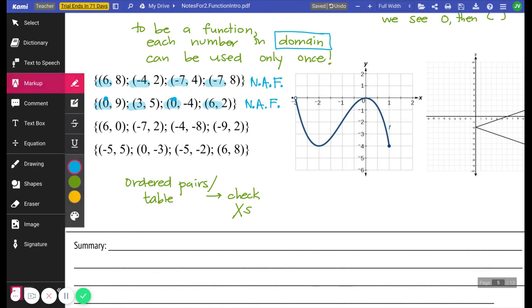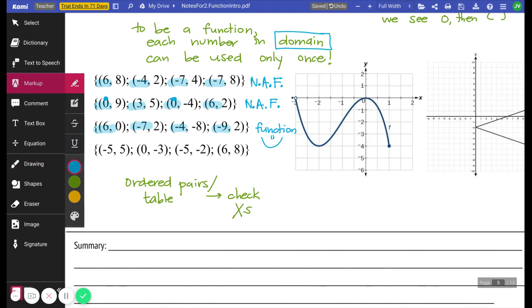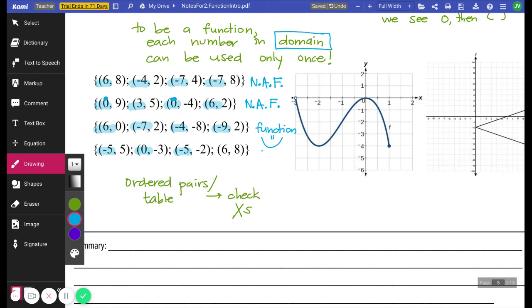Let's go to the next row. 6, -7, so far so good. -8, so far so good. -9. Yes! This is a function. I'm gonna put a little happy face. Okay. And the last one, -5, 0, negative. Last one's not a function. Not a function. That's what we do if we have ordered pairs.